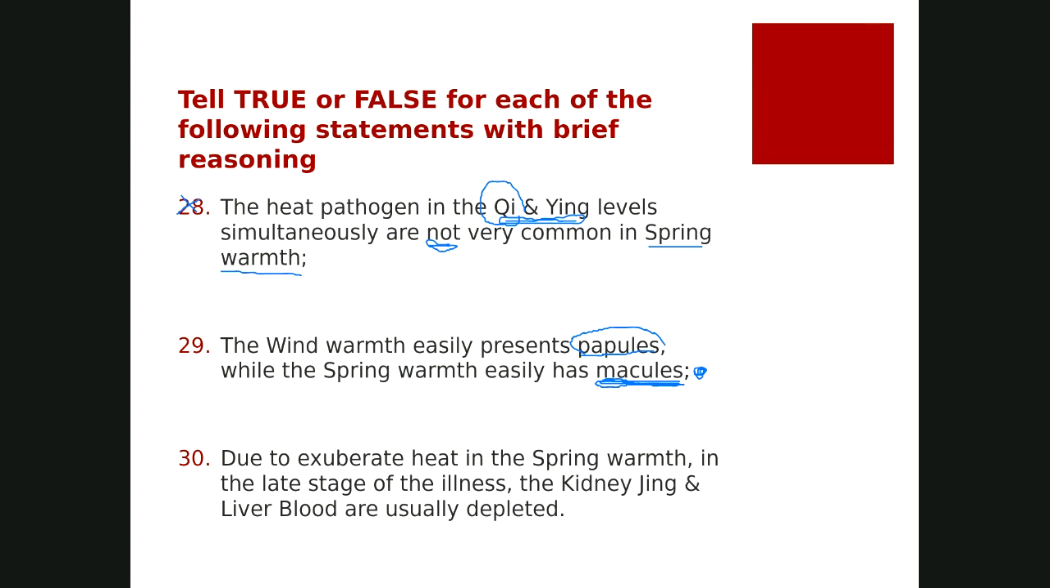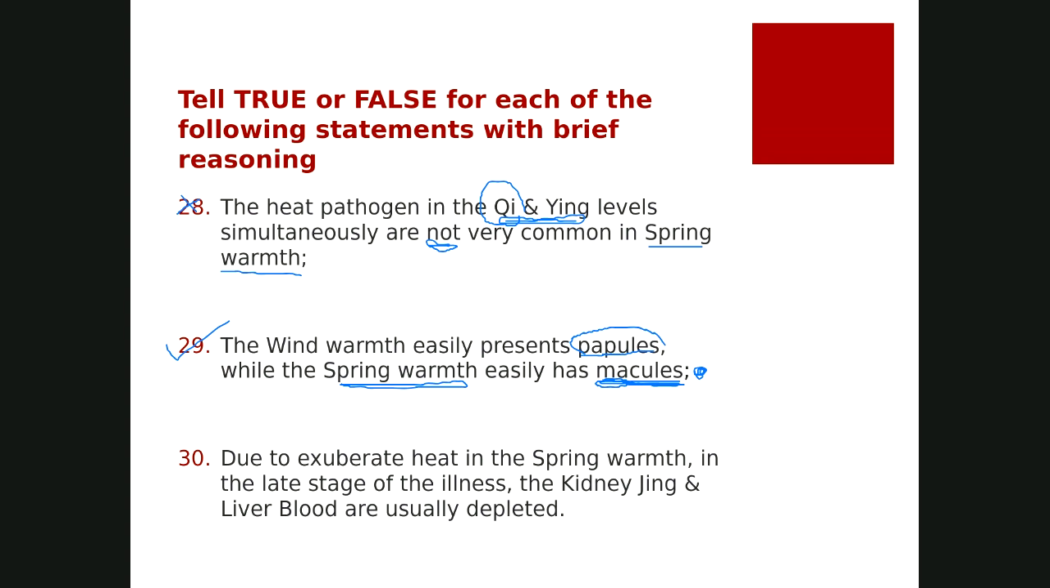If we can understand these different skin rashes, is this correct? Papule is heat trapped in the skin, in the surface, in the wei level. So that means this is correct. Winter warm very easily has heat trapped in the wei and qi levels, and spring warm has more heat trapped in the nutritive level, which is correct due to more severe heat, incubated heat related to spring warm. And winter warm is newly attacked from external weather, either winter or spring.